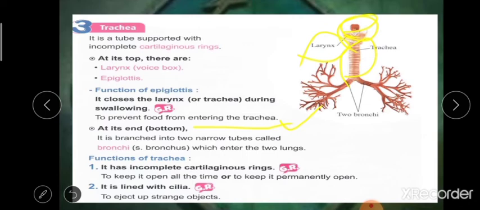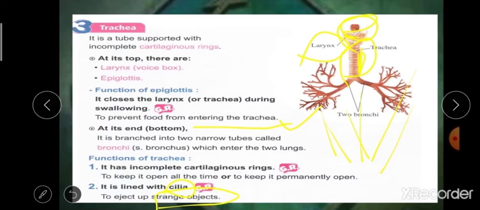Also, the trachea is lined with cilia. Cilia are like tiny hairs or small hairs. This tiny hair called cilia ejects strange objects, like dust and microbes, to filter the air. So, give reason: the trachea is lined with cilia to eject strange objects.